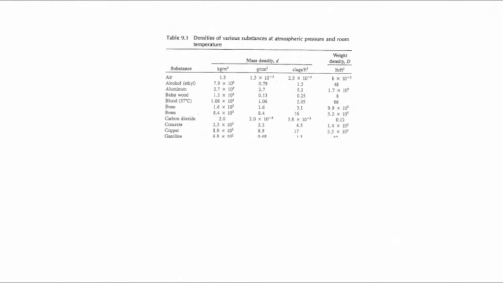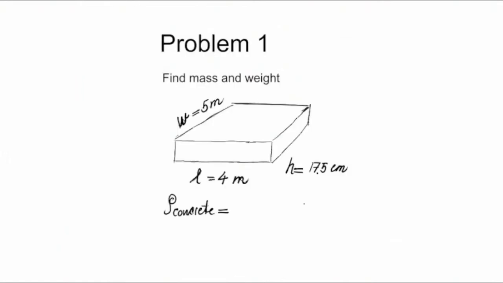And as you can see, what's very important when you have a table is to figure out which column to use. In this case, we use this one because it has the SI unit kilogram per cubic meter. So now we just have to figure out where concrete is, and concrete is there. So concrete is 2.3 times 10 to the power of 3 kilogram per cubic meter. Now we go back to our problem and we write up the value we found for concrete, and it was 2.3 times 10 to the power of 3 kilogram per cubic meter.